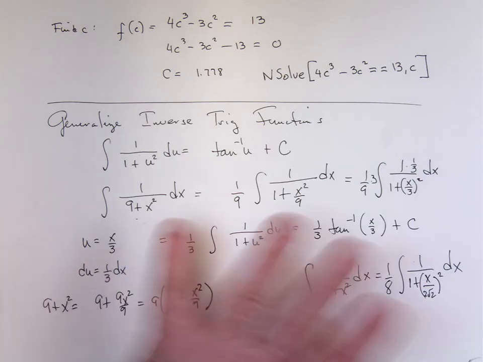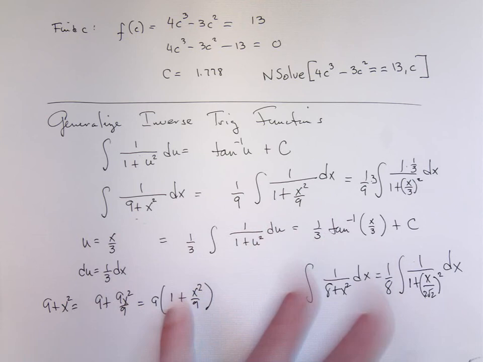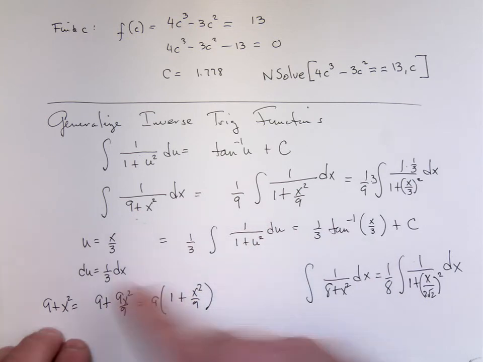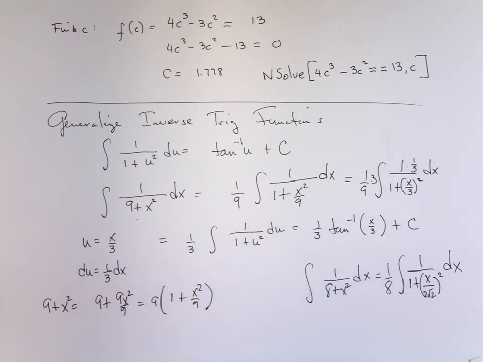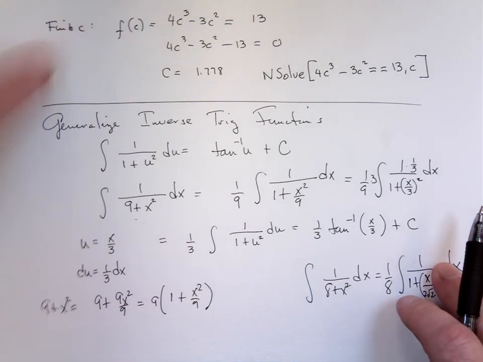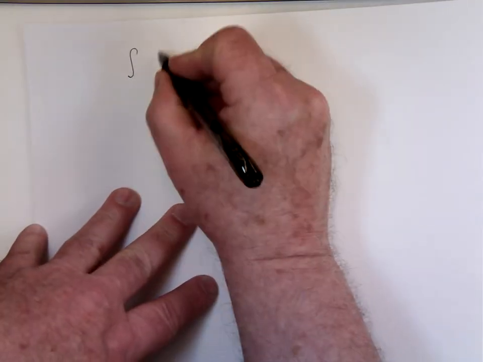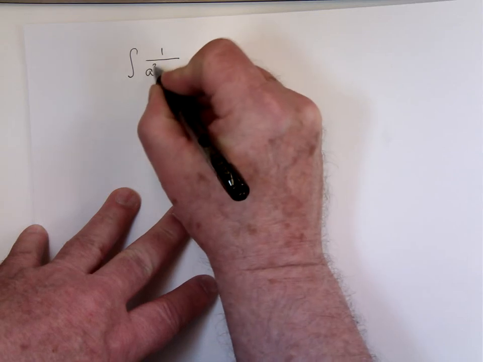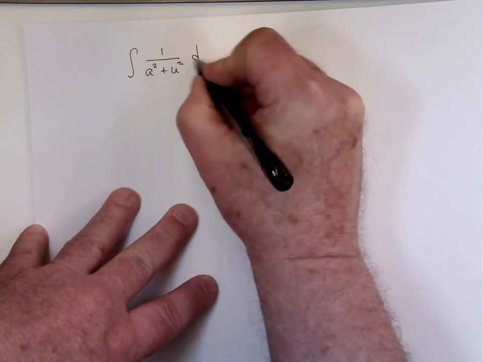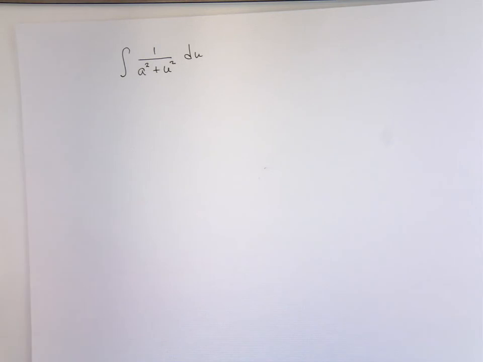How's that look? Now, you can be prepared to do this little derivation, which isn't that bad. Or we can go to an a squared plus u squared form and memorize the more general form so that we have this immediately and don't have to go through that. Let me show you what I'm saying. Let's suppose we have this integral to do. This is the generalization of the inverse tangent form that we already have.